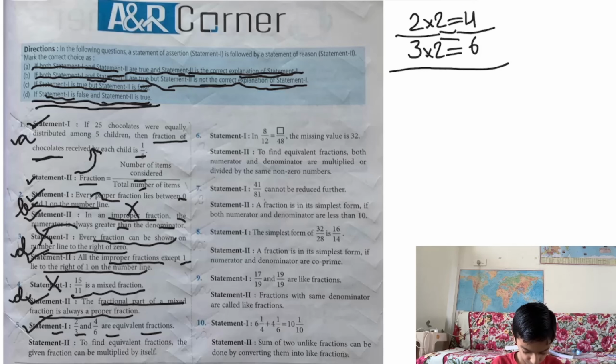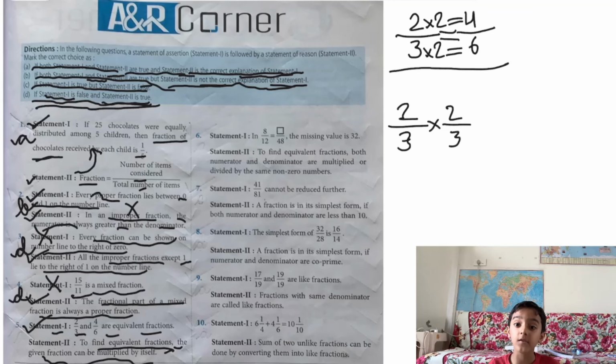Statement 2. To find equivalent fractions, the given fraction can be multiplied by itself. This is wrong. Let me give you an example. Here, we'll consider the fraction 2 by 3. Here, we are multiplying the fraction by itself. That means we are multiplying 2 by 3 times 2 by 3. This is not an equivalent fraction because we are multiplying the numerator by a different number and the denominator by a different number. In equivalent fractions, we have to multiply the numerator and denominator by the same number. So statement 2 is false.